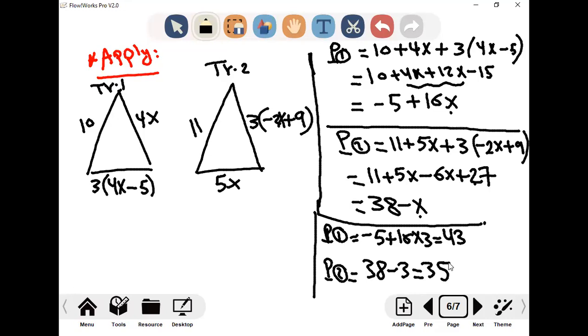Will this be true for any positive value of x? So here perimeter 1 is 43 and perimeter 2 is 35. Which has the greater perimeter? So triangle 1 has the greater perimeter.